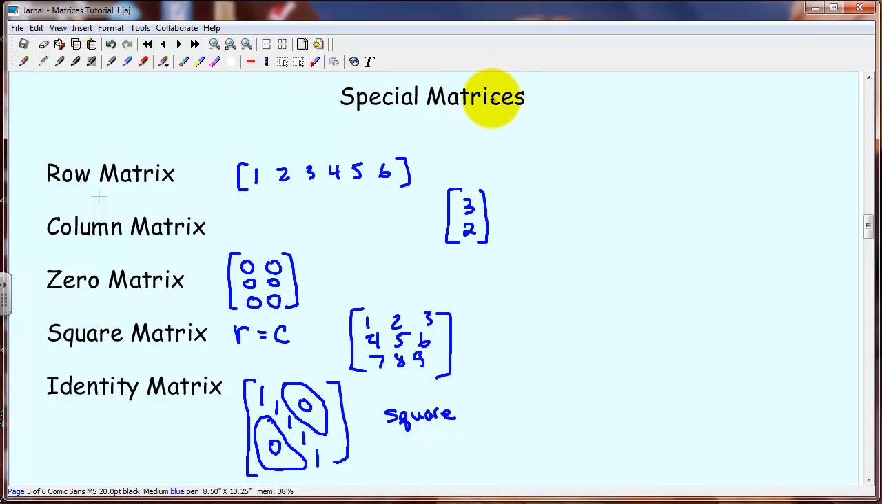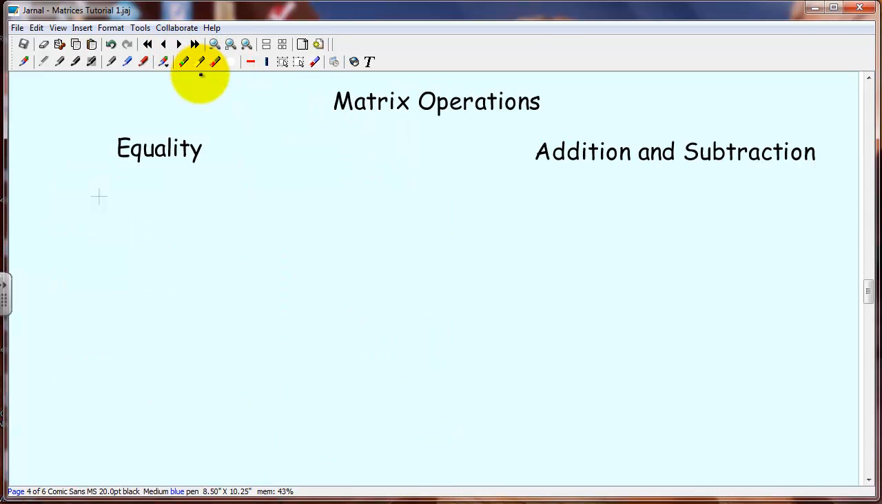Now when we're dealing with matrices, we will want to do mathematical operations on them, so we need to talk about operations such as adding, subtracting, and multiplying. So we'll be talking about those next. Let's start to talk about mathematical operations. We will also be talking about matrix equations.